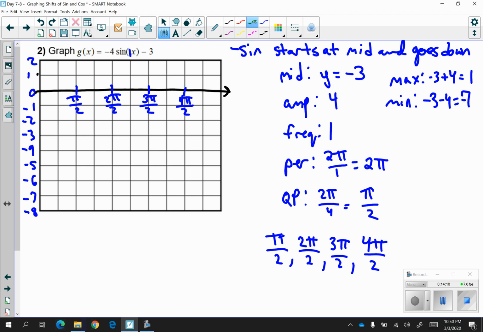Draw in your midline at -3. And start graphing. Because it's sine, you are starting at the midline. And the negative tells us to go down to our minimum first. Go back to your midline, up to your maximum value, and back to your midline.